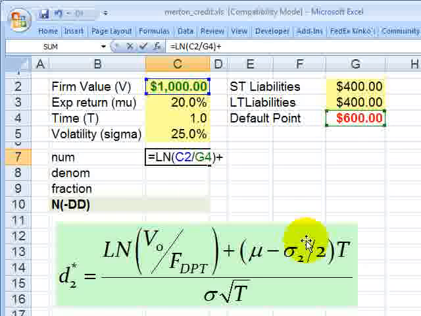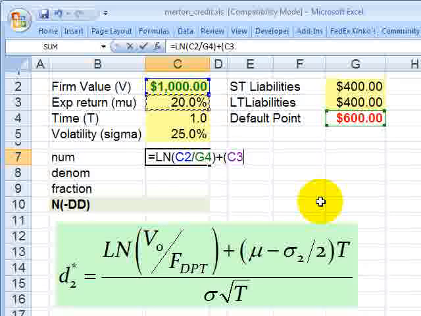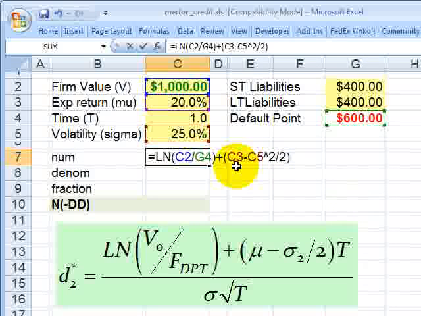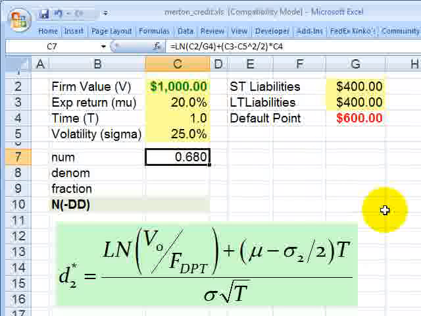But now I'm going to give credit for the expected growth in the assets. So I'm going to add the expected return of 20%. And then I'm going to subtract, I'm going to depress that by the volatility squared, which is the variance, divided by 2. So what I've really done there is calculated the expected return on a geometric basis. That's where volatility erodes the returns. And I could multiply that by T, the time, which is 1 year and won't really change the equation in the numerator. And that gets me the 0.68 or 68%.